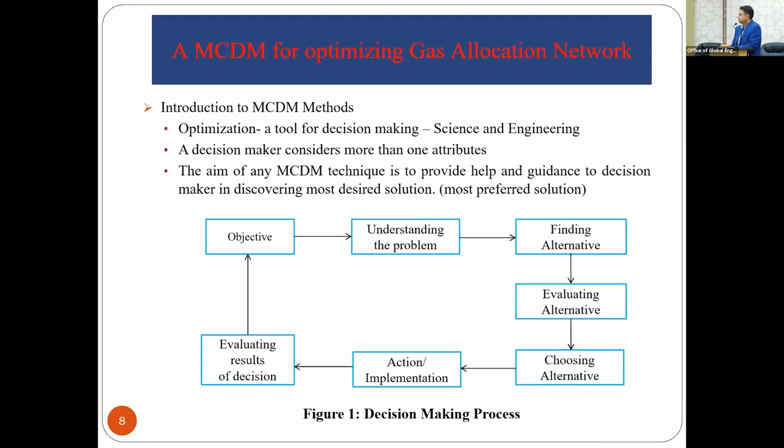This is a figure where we can observe we have some objective, then we have to understand the problem, look at what alternatives we have, and evaluate the alternatives. Then we have to choose our best alternative based on our MCDM approach, then implement or take action. Again we evaluate our results, and if we are not satisfied we go back to our objective, and if we are satisfied it can end.